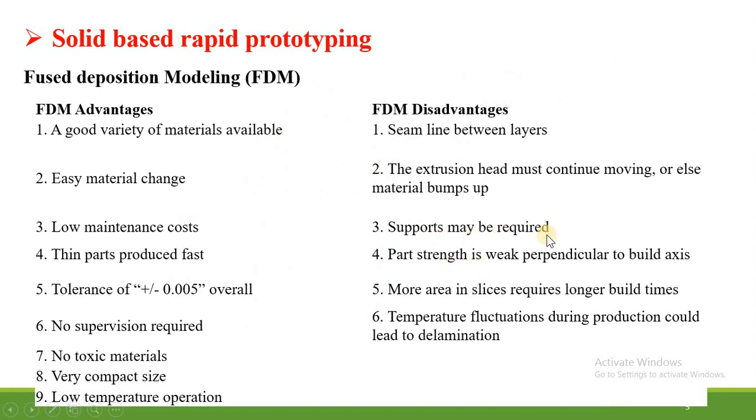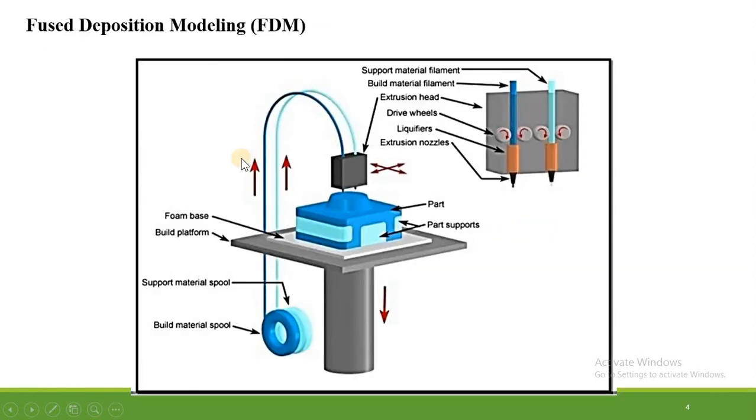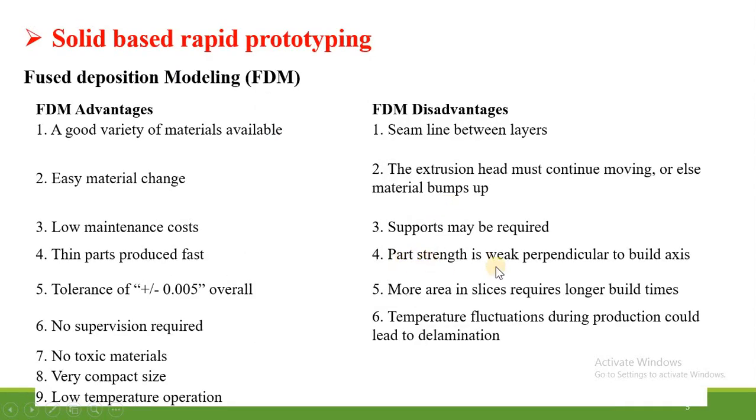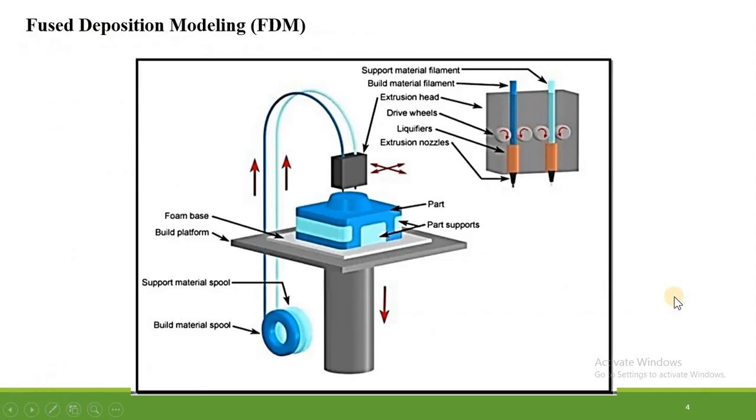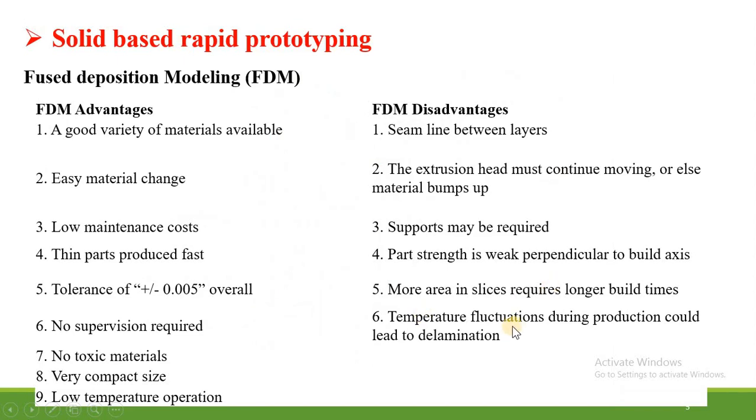Support material is required. We know that in all types of rapid prototyping systems we need the support material. Then next is part strength is weak perpendicular to the build axis. We know that as there are seam lines, its part strength is very weak perpendicular to the build axis. More area in a slice requires longer build time. If the object is of very small size it is fast, but if you want to manufacture a large object, it takes longer time.